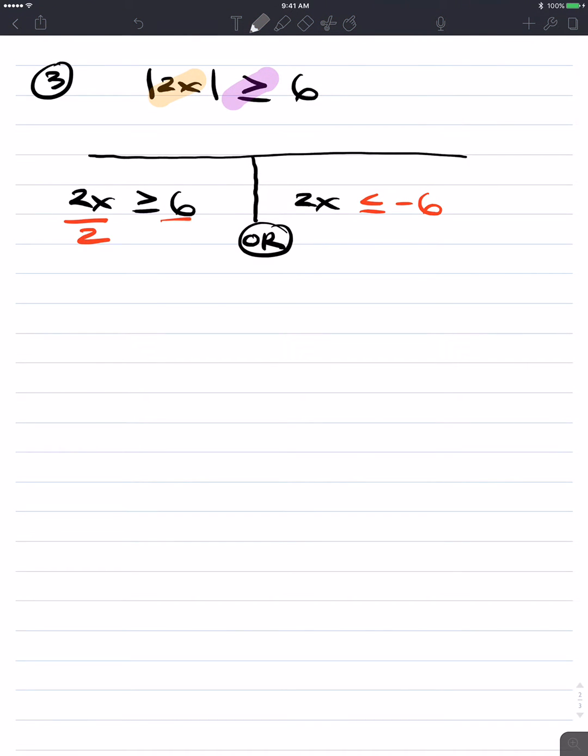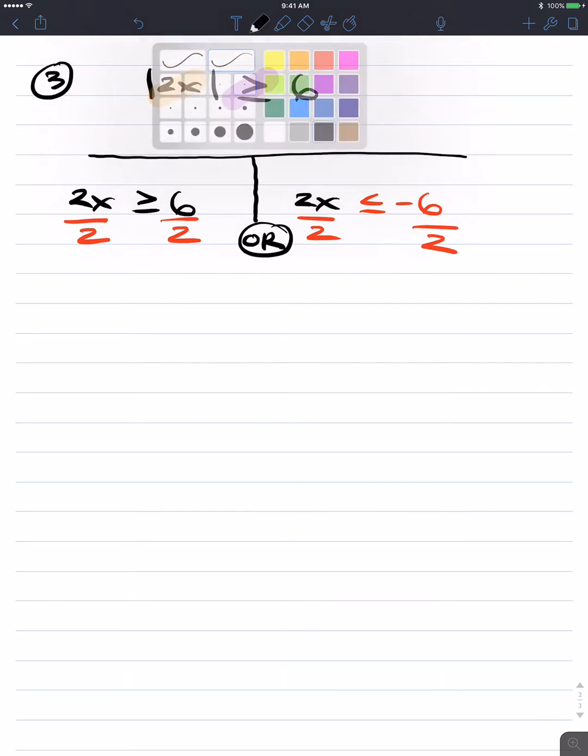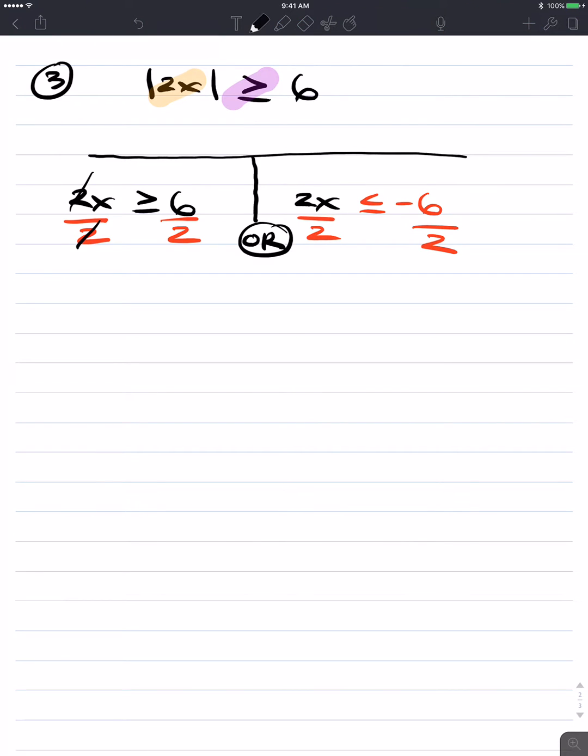We're going to divide both sides by 2, divide both sides by 2. We'll get our 2's to cancel. X will be greater than or equal to 3. We get our 2's to cancel. X is less than or equal to negative 3. Let's graph.